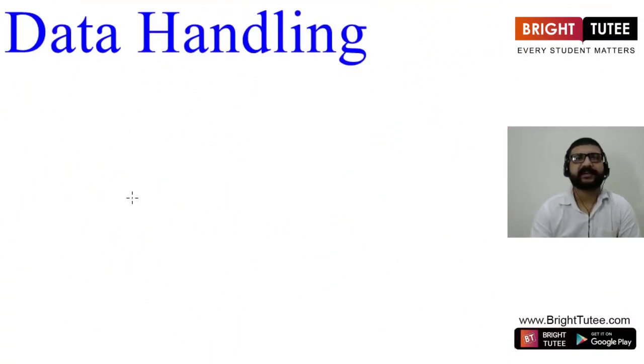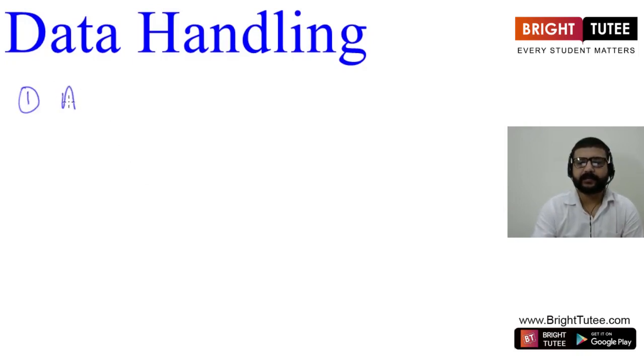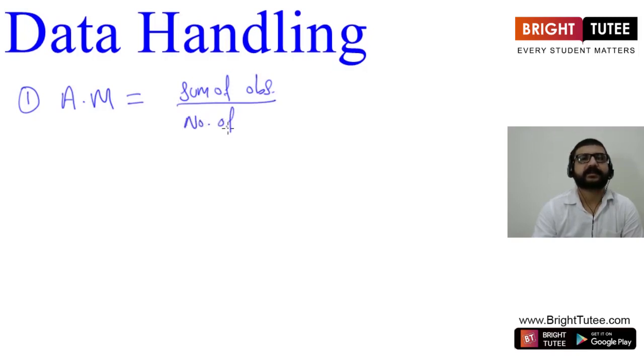Hello students, in data handling till now we have studied three central tendencies. The first one we studied was arithmetic mean, or we can simply write it as mean. Mean was equal to the sum of all the observations divided by the number of observations. So it was basically the ratio of the sum of all the observations and the number of observations.